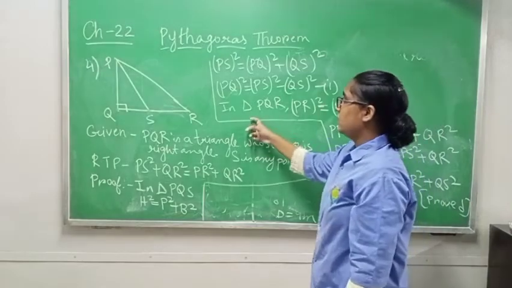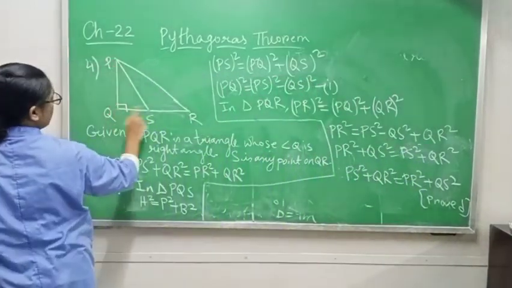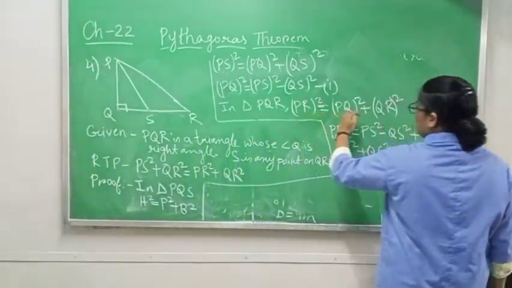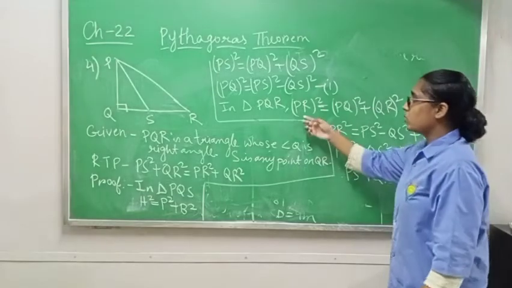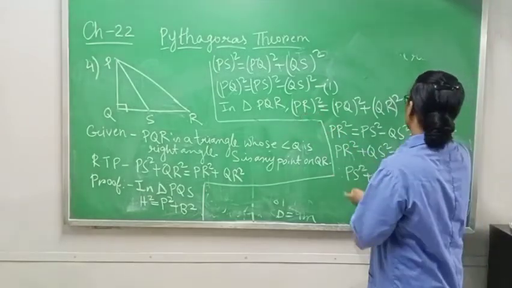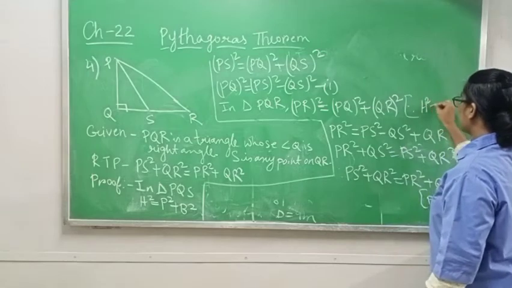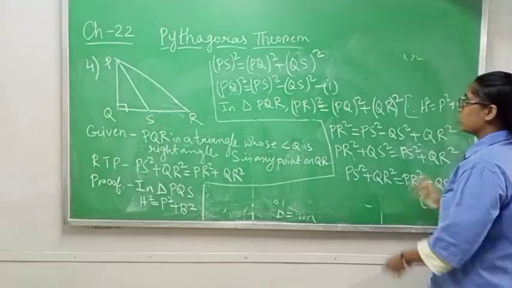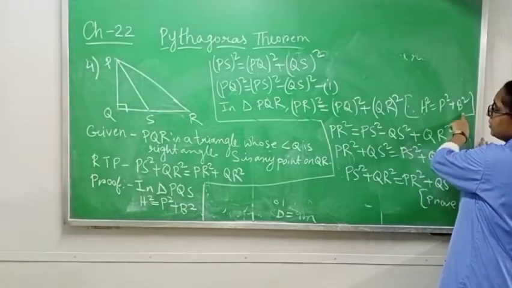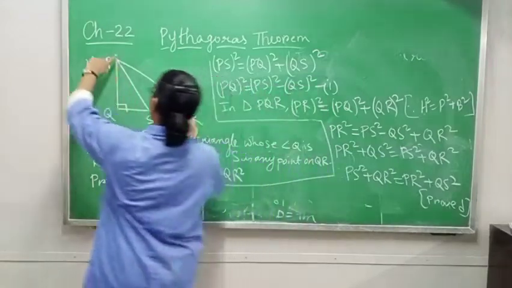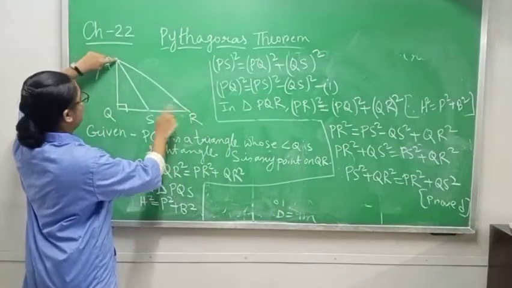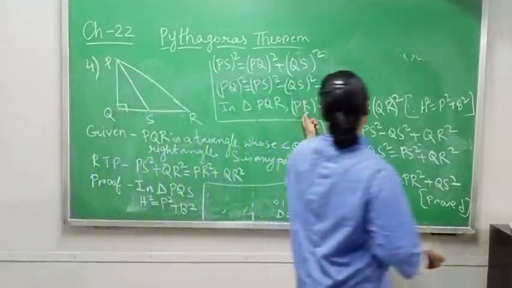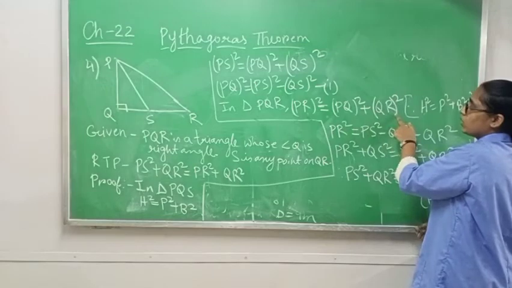Now I am taking triangle PQR, the big triangle. PR square equals to PQ square plus QR square. PR square means hypotenuse square. You can write, if you know from where I am writing, H square equals to P square plus B square, because we are dealing with Pythagoras, so we will use Pythagoras only. H is PR, perpendicular is PQ and base is QR. That is why I have written PR square equals to PQ square plus QR square.